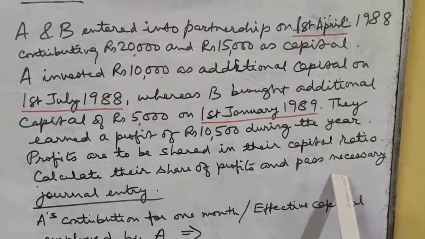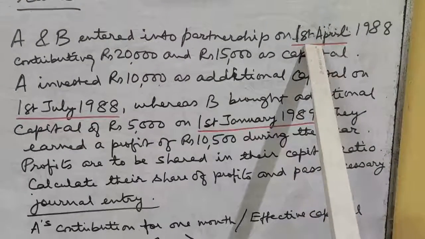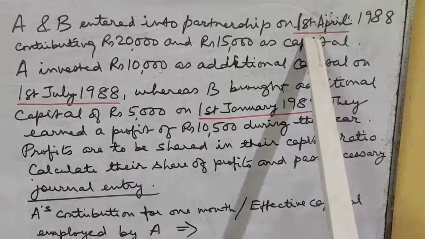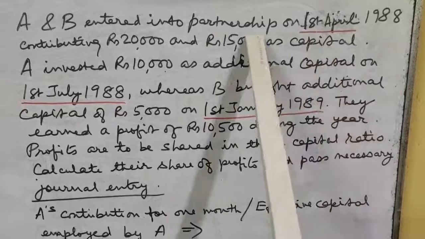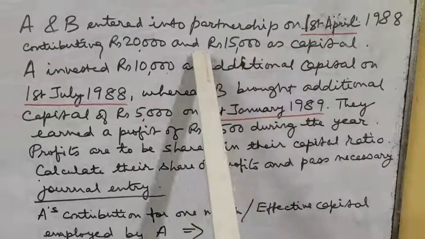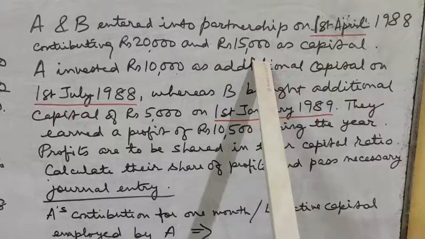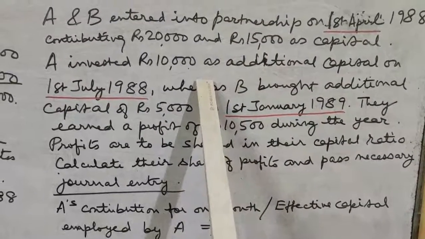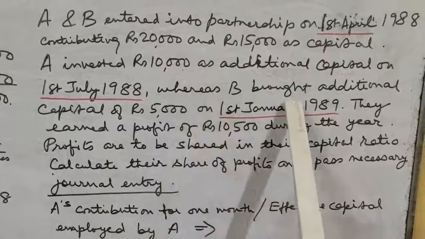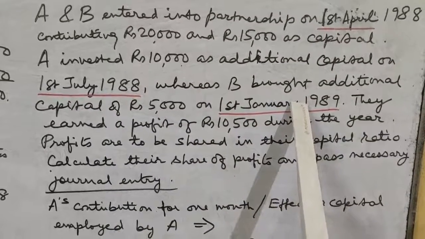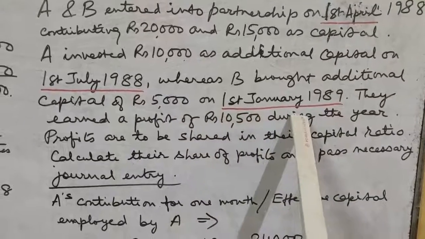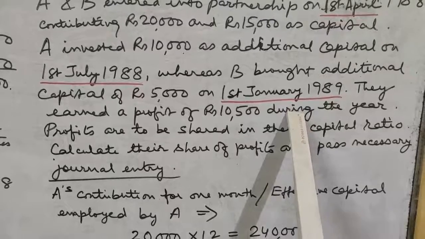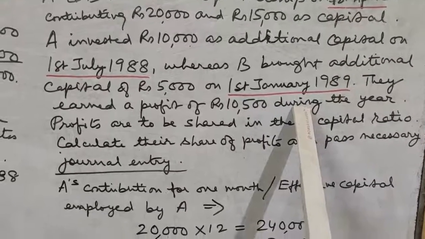Now, if you look at the question, the accounting year is starting from 1st April 1988 and it is ending on 31st March 1989. A and B are starting the business with capitals of 20,000 and 15,000 respectively. Then A again invests rupees 10,000 on 1st of July and B brings additional capital of rupees 5,000 on 1st of January. Now, in this case, the capitals are changing. So, how do we calculate the capital ratio of the partners?